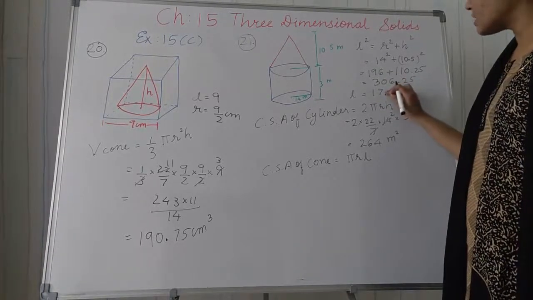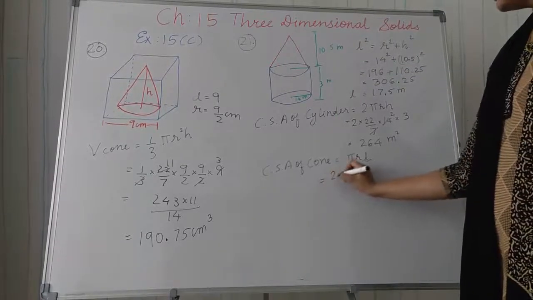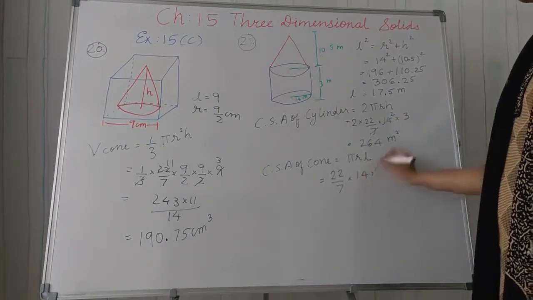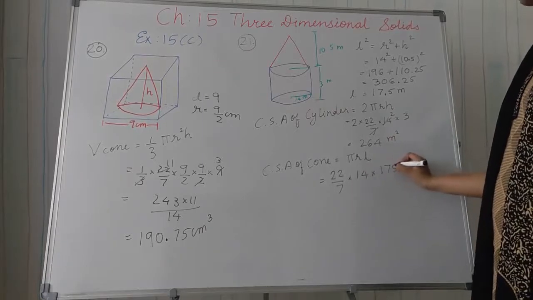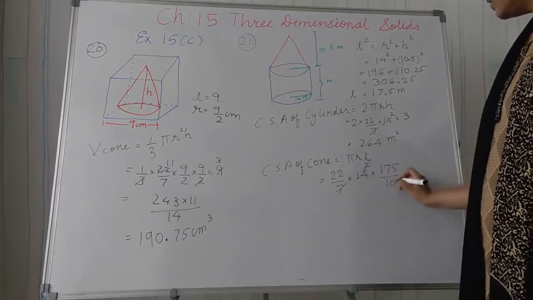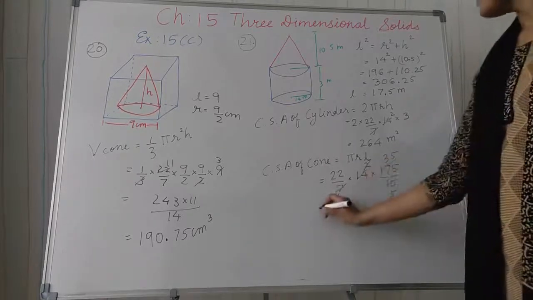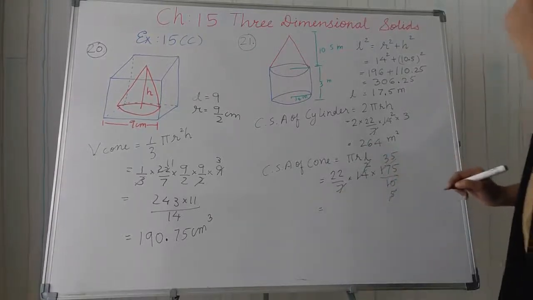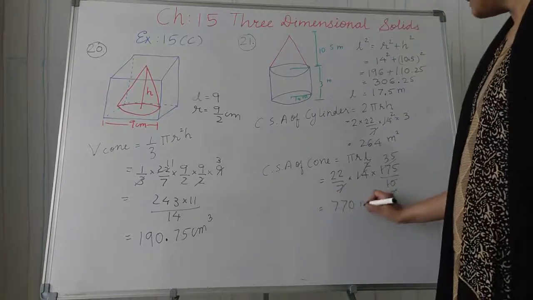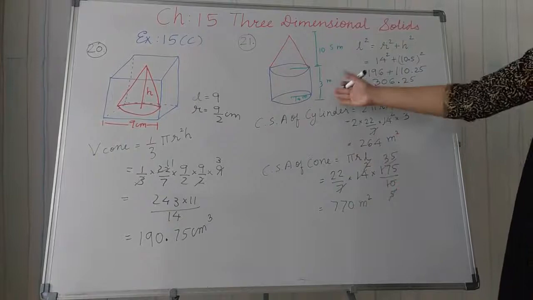Okay, so this all the calculation I have made priorly. Now pi value here 22 by 7, radius 14 only, and this is the slant height 17.5. So I write it as 175 by 10. 7 2s are 14, 2 5s are 10, 5 3s are 15 and 2, so 35. So again 35 2s are 70, 70 11s are 770 meter square. So this way we get both the curved surfaces of cylinder also and cone.